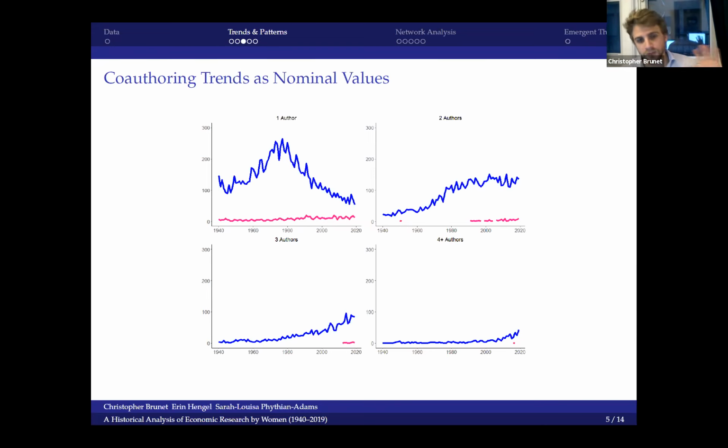The solo female papers have been pretty steady at just a handful every year for the entirety of our data set. But what I would point your attention to is right at the very end here, you can see female teams starting to form. This gets to my point of emerging female teams, emerging female networks. That is a very recent phenomenon, really, and in a few slides, we're going to touch on that again.